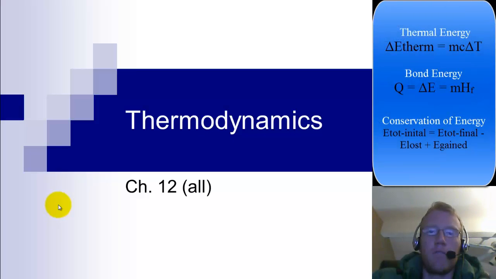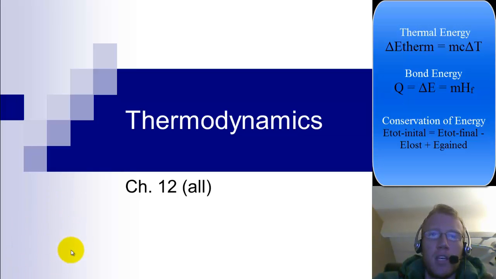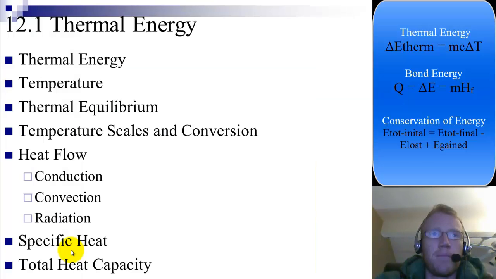We are moving on from the original energy we started with, which had three types: gravitational potential energy, spring potential energy, and kinetic energy. Now we're going to extend that and learn about two more types of energy. One of them is thermal energy, and one of them is bond energy. Those two combined form the physics topic called thermodynamics. And this is chapter 12 in your textbook.